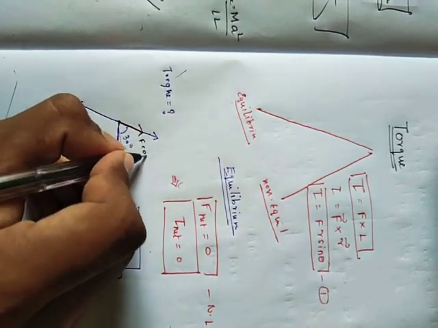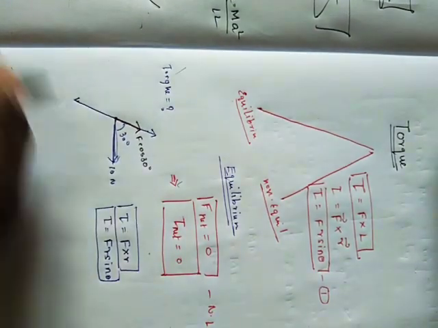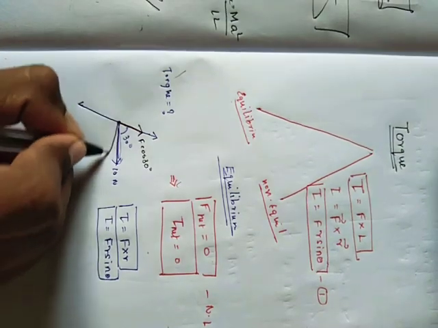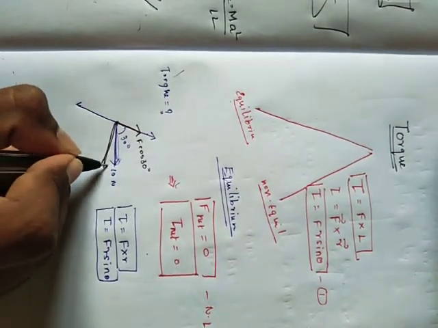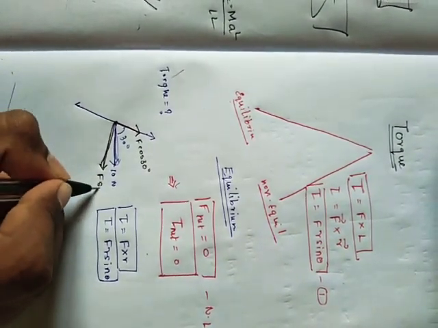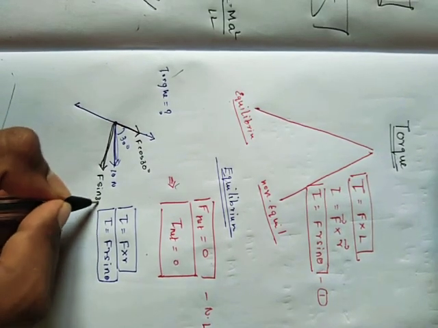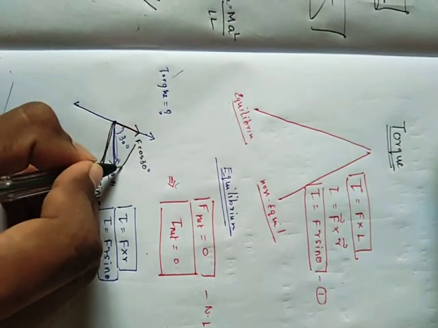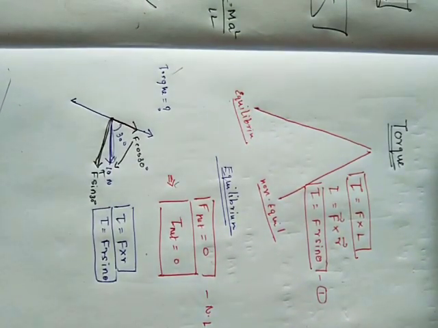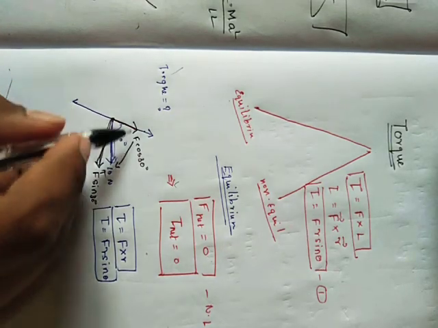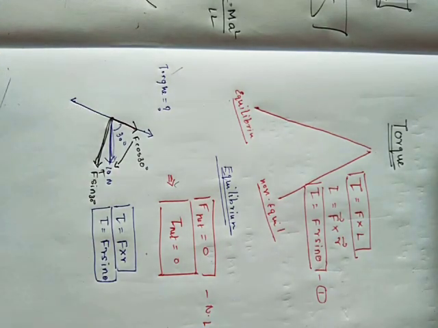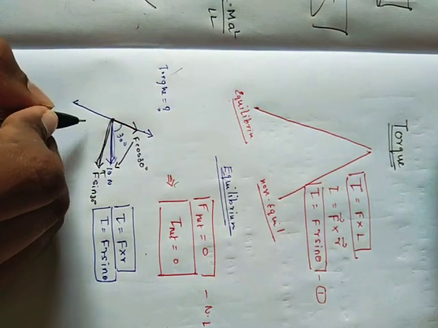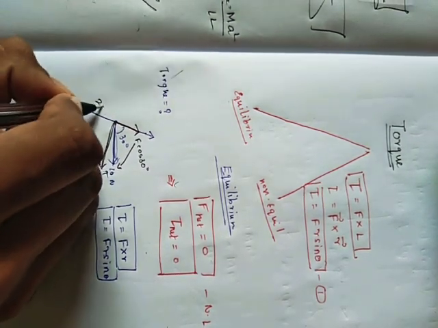F cos theta, here cos theta is cos 30. Here F sin theta, sin 30 degree. Here F is 10 Newton. I am just splitting these components alone. This is the horizontal component and this is the vertical component. Now this is R. You already know that this is R and this is 2 meter.